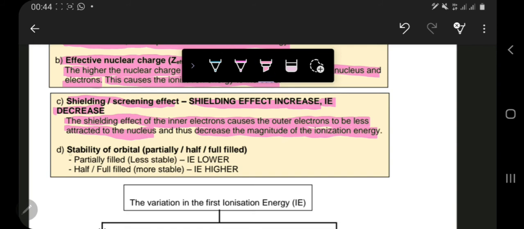Okay, another factor is the stability of orbital: partially filled, half filled, or fully filled. Partially filled orbital is less stable, so it makes the ionization energy lower. Half filled and fully filled orbitals are more stable than partially filled, therefore the ionization energy could be higher.